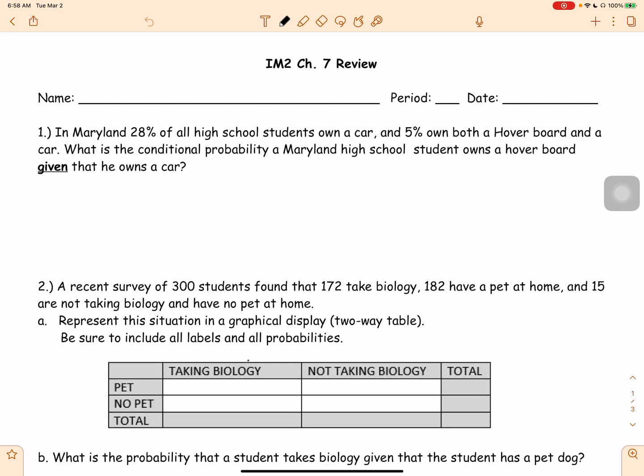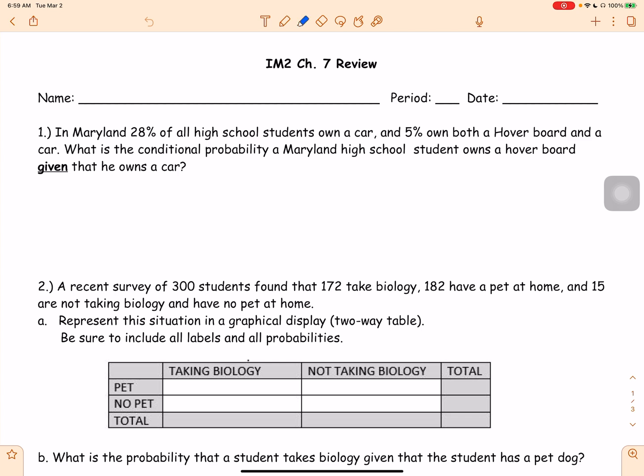So the first question is, in Maryland, 28% of all high school students own a car, and 5% own both a hoverboard and a car. What is the conditional probability a Maryland high school student owns a hoverboard given that he owns a car?